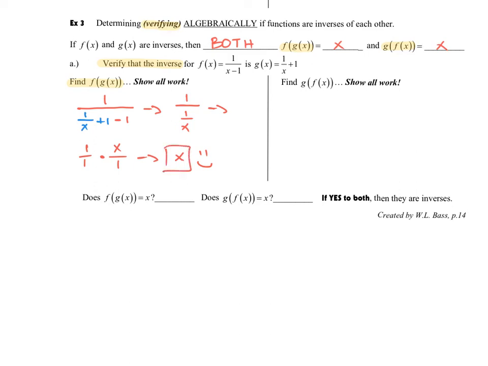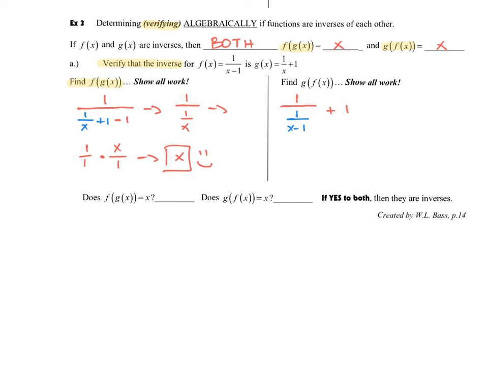So now we're going to do our composition in the other direction. Our answer will be the same, but our work is going to look different. So this time I'm going to write my g function. So I'm going to have 1 over, and in the denominator this time I need to put this f function. So I'm going to write 1 over x minus 1. Now I'm going to finish writing the g function of my plus 1.